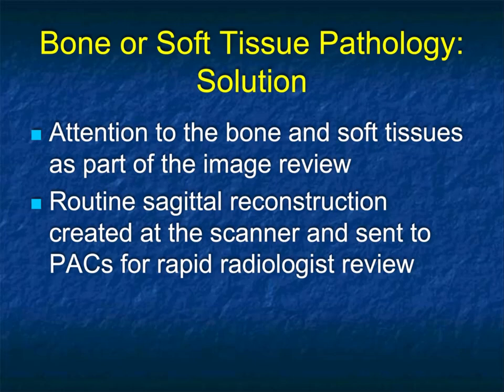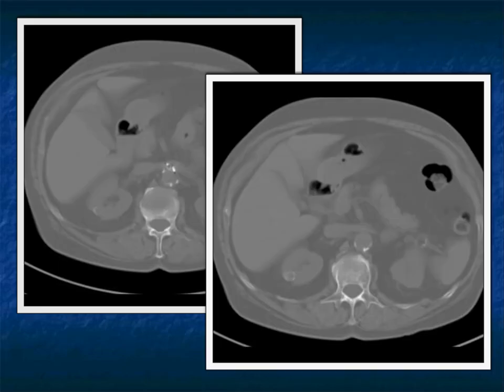What we do is we do routine sagittal imaging. It's constructed by the technologist. Every single case, sagittal, coronal constructed, so the radiologist doesn't need to spend more than a few seconds looking at it. It really allows for rapid review.